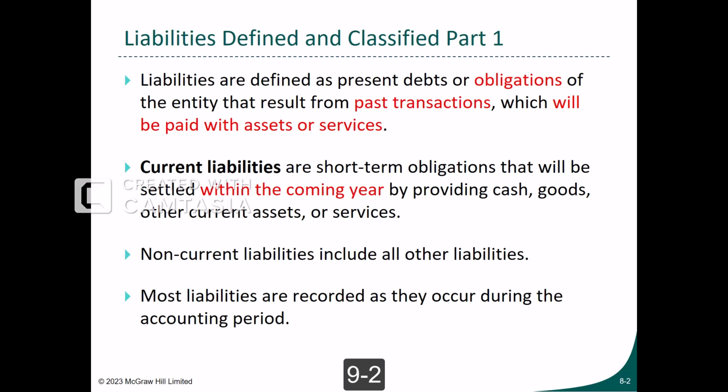Yes, specifically the past transaction requirement means that any project or future order cannot give rise to a liability. If you just book an order from your supplier and there is no invoice, that will not give rise to a liability. There should be an obligation that results from a past transaction. The transaction has already been done in the past, and it will be fulfilled by payment of assets or by performance of services.